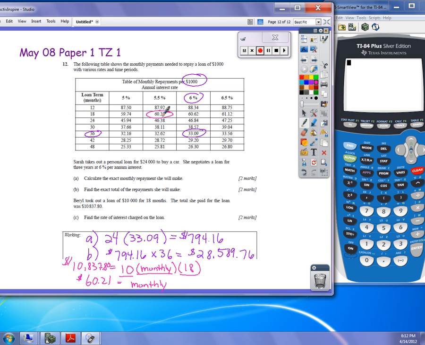Well, I can go back to my table and see if I can find $60.21. Oh, there it is. And so I can see that the interest rate that was used to calculate the payment was 5.5%. That's all they want you to do in a problem like that. You do not have to use the compound interest formula and solve for rate.